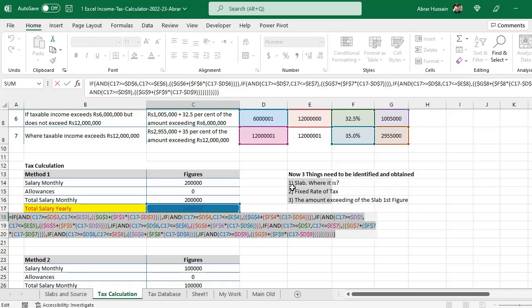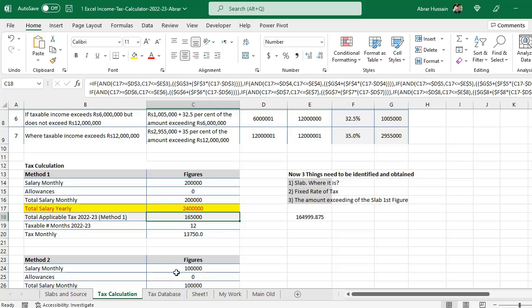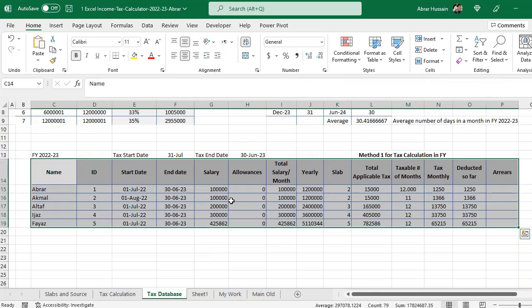Now this function you can use in a database also. For example, you have a database here. The length of the video is already almost 25 minutes, so I have uploaded another video for the income tax database for employees.